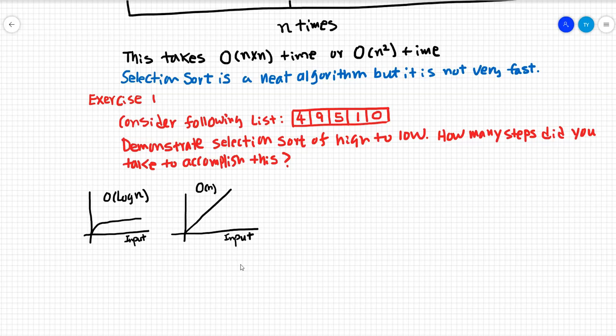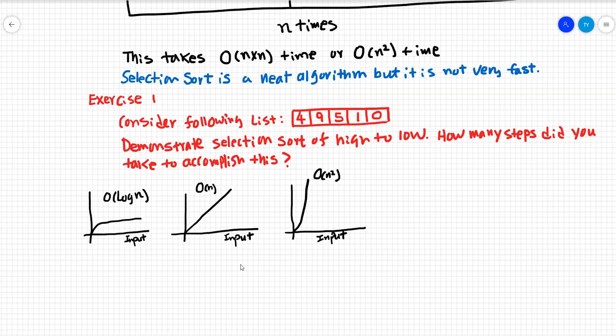Now, unfortunately, the selection sort that we just talked about is worse than O of n. So now what we have here is going to be O of n squared. What it means here is that as the number of inputs increases, the time it takes is a lot longer, right? And that's not good, because in terms of efficiency, as the input increases, the time is going to increase a lot more.